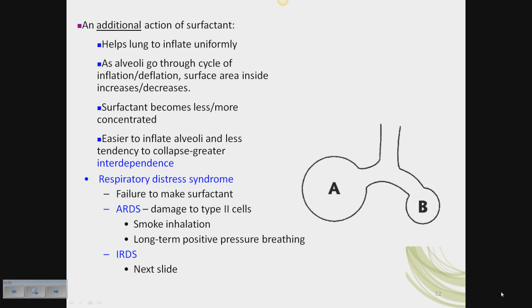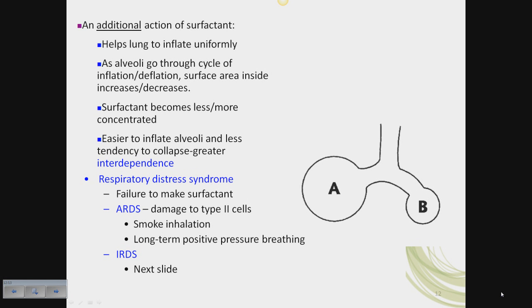So you'll see an infant with respiratory distress syndrome, and it's because they don't have enough surfactant. So with every breath in, they have to use a greater force to cause greater changes in their thoracic volume to try and cause greater pressure changes to open up all of those alveoli. So this is called infant respiratory distress syndrome. There is an adult respiratory distress syndrome, but this is damage to type 2 cells. So the adult has basically killed off their type 2 cells through smoke inhalation or positive pressure breathing. But they used to have enough surfactant and now they don't.